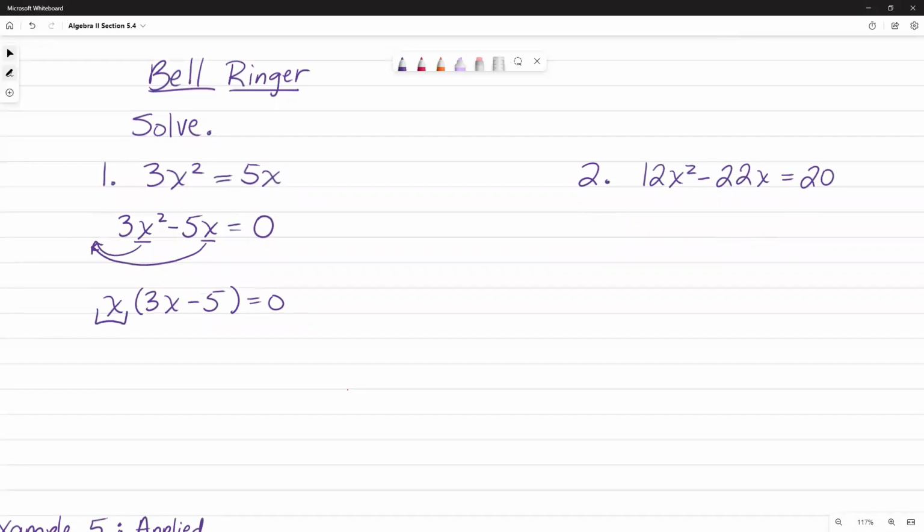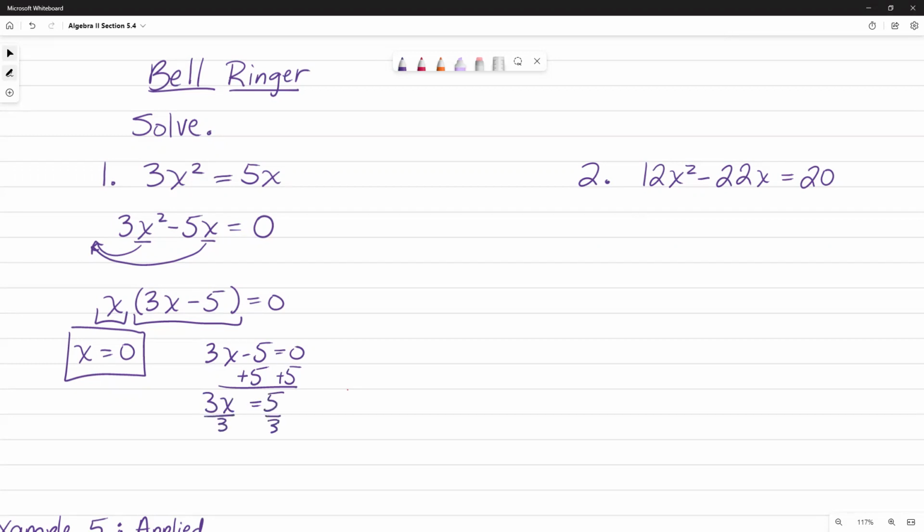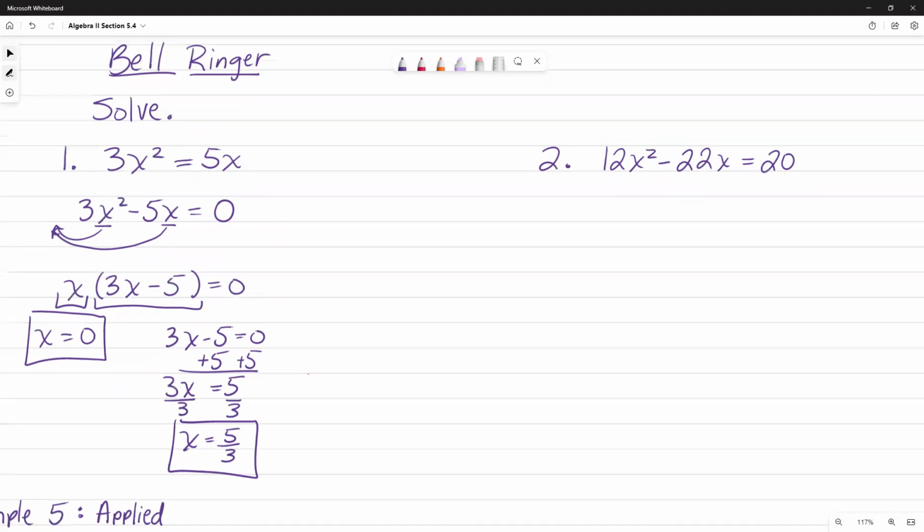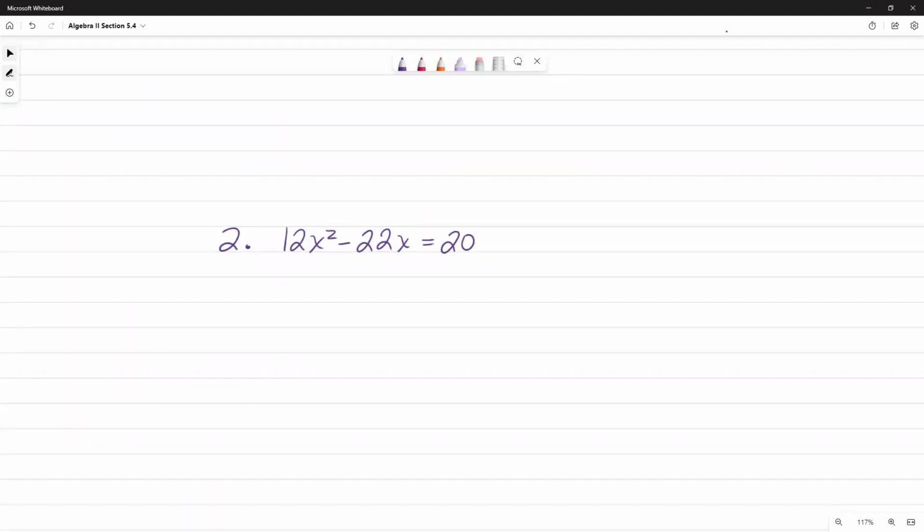So I have the monomial x. When I set that up, x equals 0, I'm done. I've already got one value for x. And then for the second one, I have the binomial 3x minus 5 equals 0. And so then I just continue through until I have solved for x. 3x equals 5, divide both sides by 3, and I end up with x equals 5/3. So those are my two solutions for x.